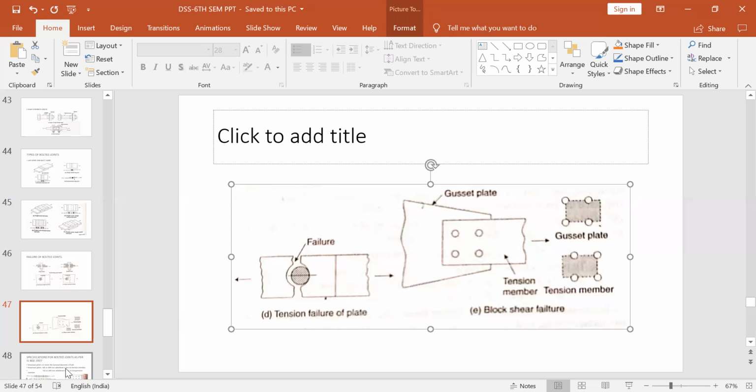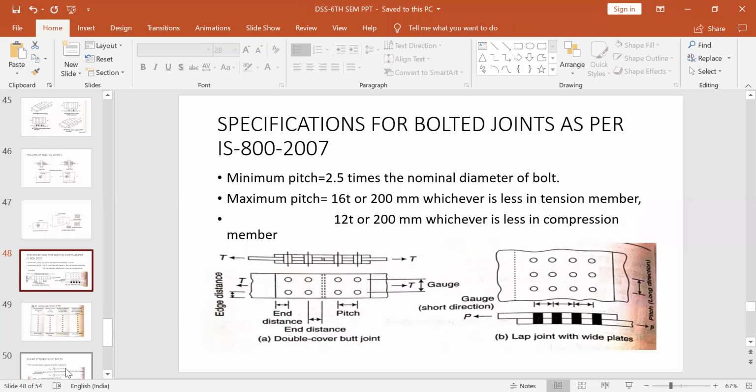Now, what are the specifications for bolted joints? These specifications are given as per IS 800 2007, the limit state method. I told you in the very first class that without the IS 800 code and steel tables, you cannot solve any design problem based on steel structures. So these two are a must. You should keep these two with you anytime while studying steel structures. There are some specifications, such as the minimum pitch and gauge.